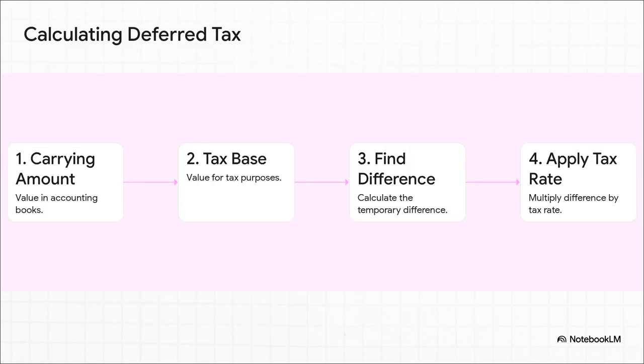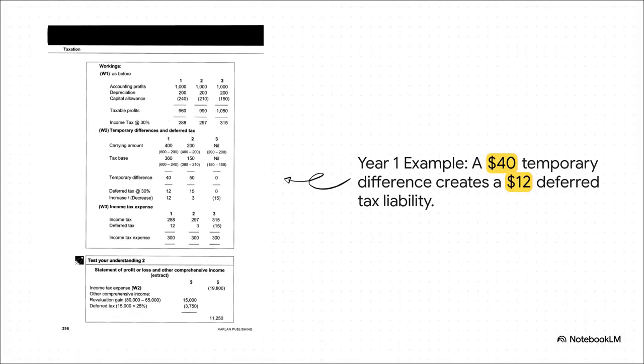So how in the world do you calculate this tax IOU? It's actually a pretty simple four-step recipe. Step 1, find the value of the asset on the company's books. Step 2, find its value according to the taxman's rules. Step 3, find the difference between those two numbers. And Step 4, multiply that difference by the tax rate. That's it. Let's walk through this example for year one. It's easier than it looks, okay?